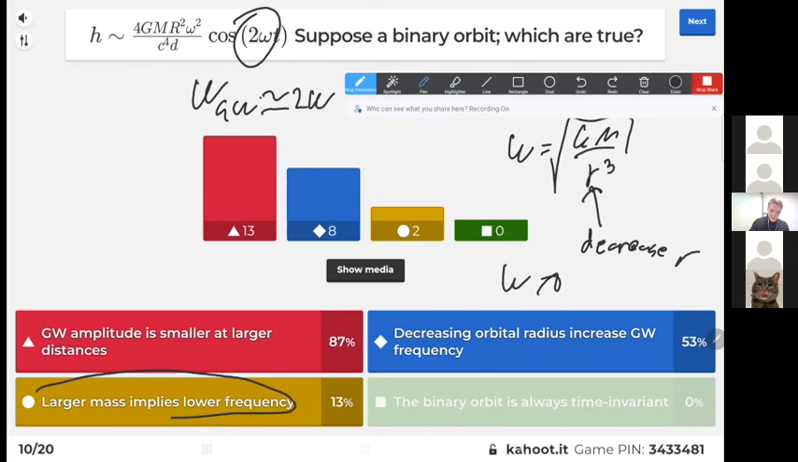There is also some very small support for larger mass implying lower frequency. Here you can see from the mass that increasing the masses essentially increases the frequency. And so that is incorrect; it's the opposite, larger mass implies higher frequency.